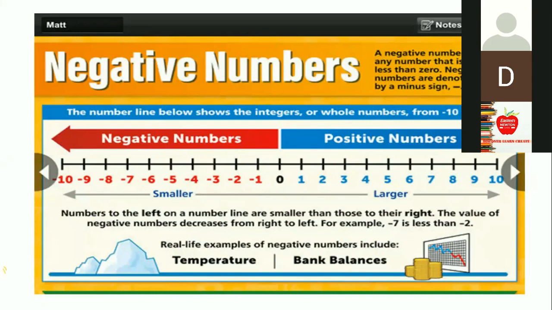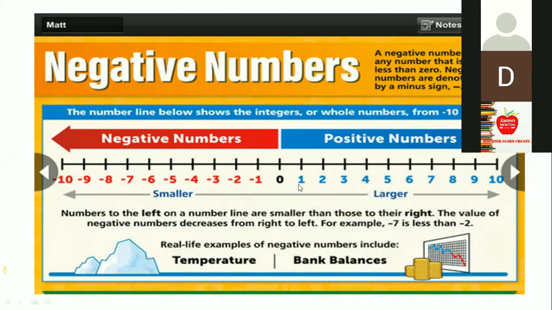A negative number is any number that is less than 0. That you already know. Here it is given in this heading: negative numbers are denoted by a minus sign. Before the number we put a negative sign, and for a positive number we put a positive sign in front of the number.